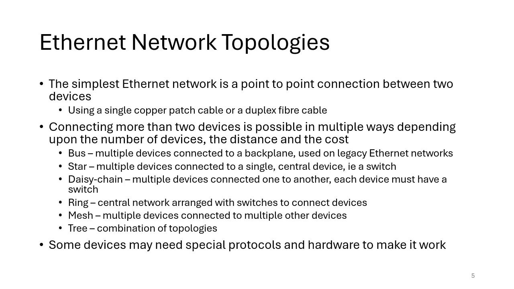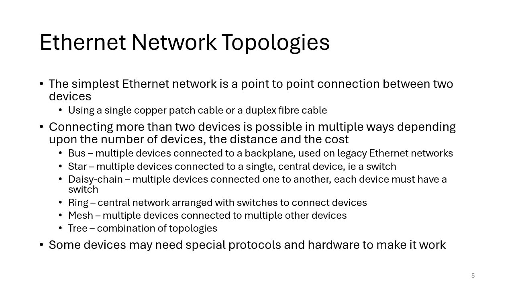Connecting more than two devices is possible in multiple ways, depending on how many devices you've got, what sort of distance you're going over, and there are then of course cost constraints depending on how fast you want to go. In legacy networks, we used to see a bus with multiple devices connected on the backplane, but that's very rarely used. Nowadays, we more commonly see a star or possibly a daisy chain type network.